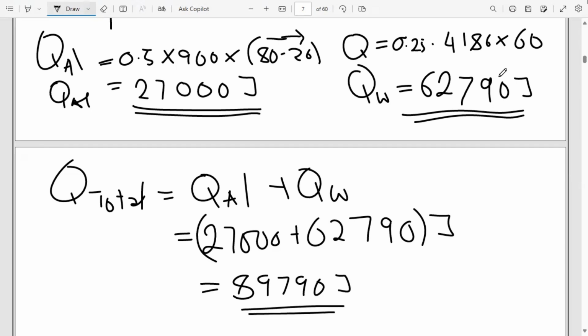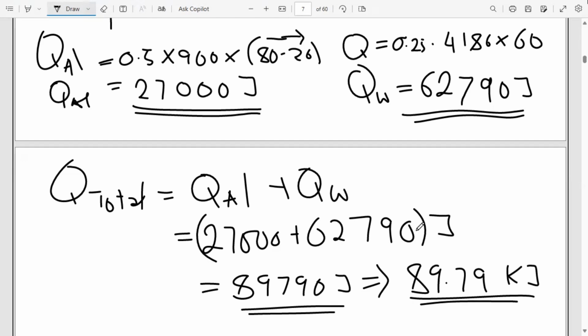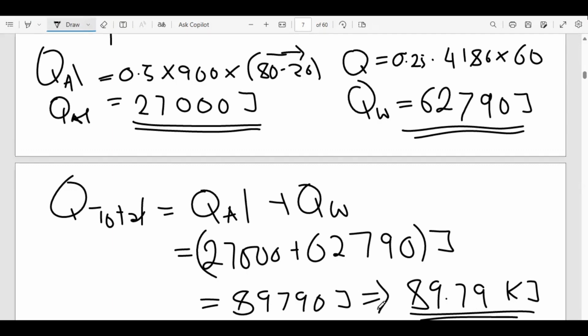If you want, you can just say this is the same as 89.79 kilojoules, just like that. So that is the amount of energy that is required to heat both the water and the pan from 20 degrees Celsius to 80 degrees Celsius.